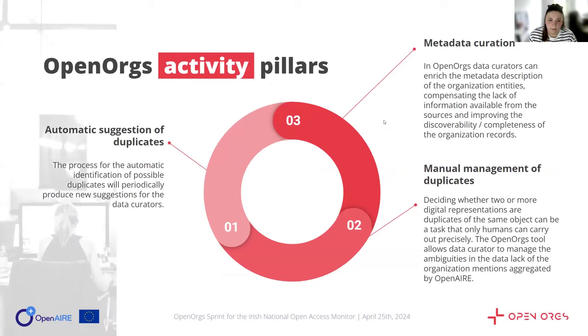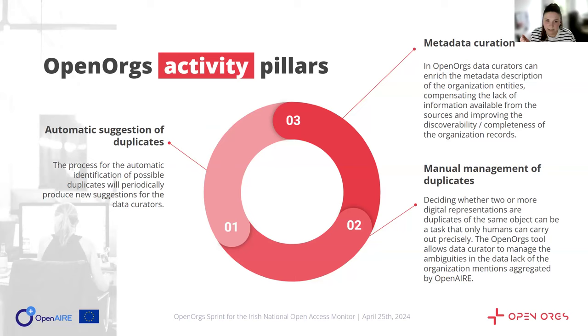And just to give you a quick overview, OpenOrg is essentially based on three main activity pillars. The first one is an automated approach. We have an algorithm which detects a similarity between organizations and it establishes this similarity in the database. But this has to be accepted by the curator.